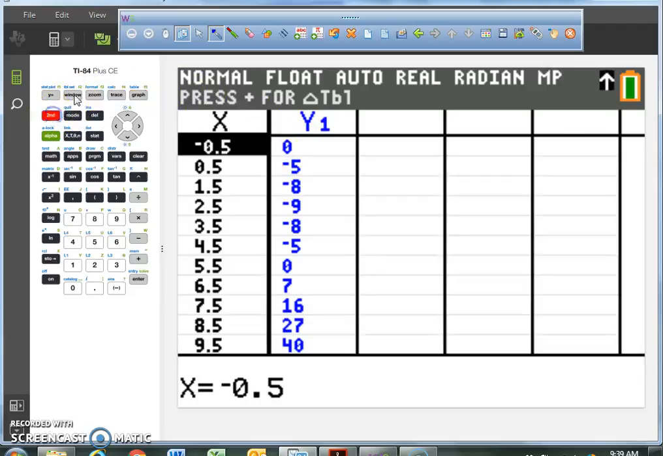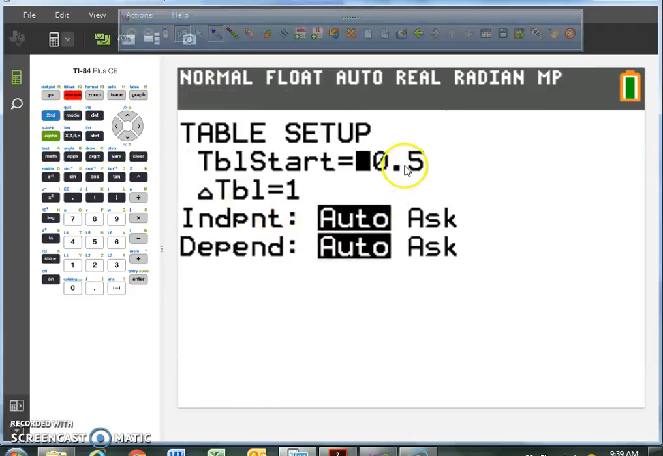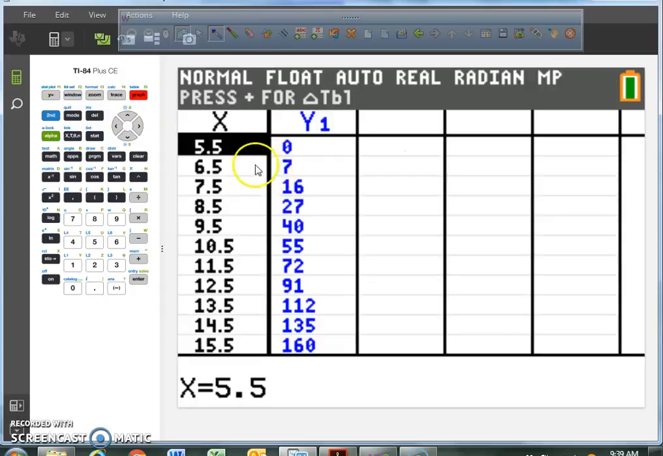We could also hit second window. And this time we're going to check 5.5, that was our other root, correct? 5.5, 11 over 2. Check the table, and what does it say? It says 5.5, 0.